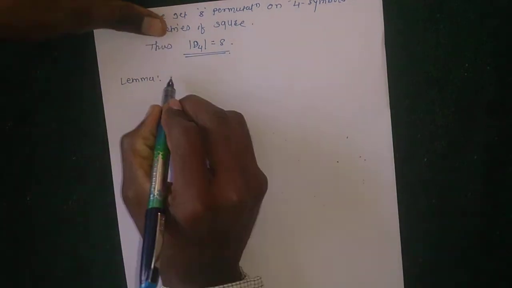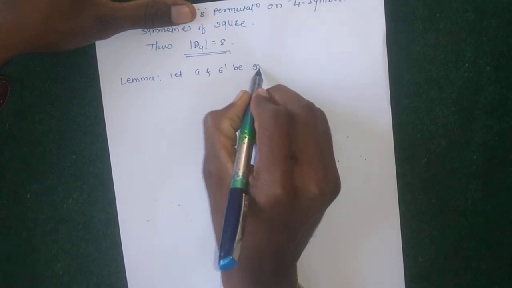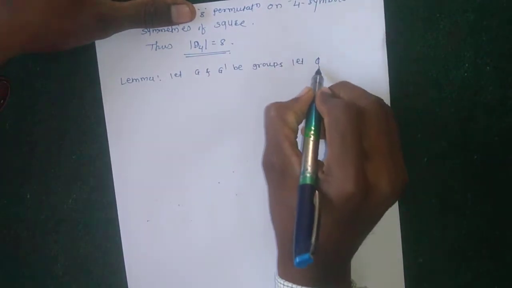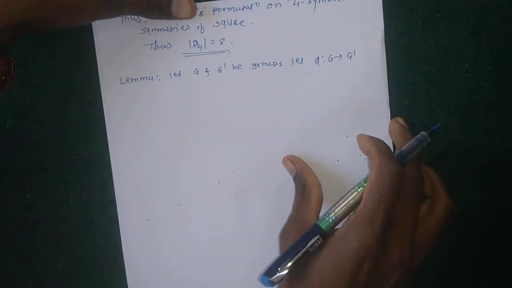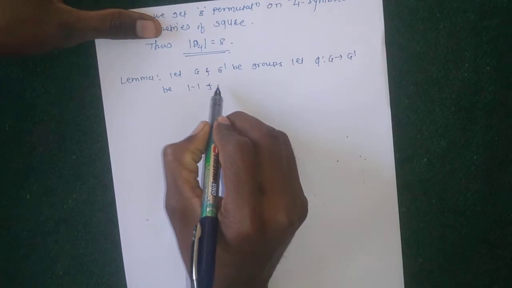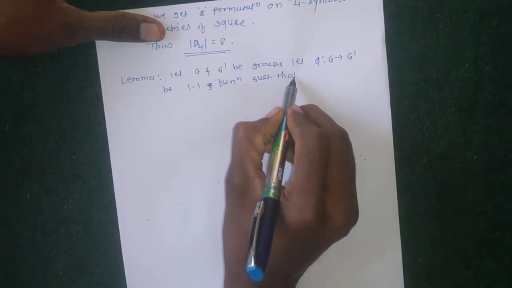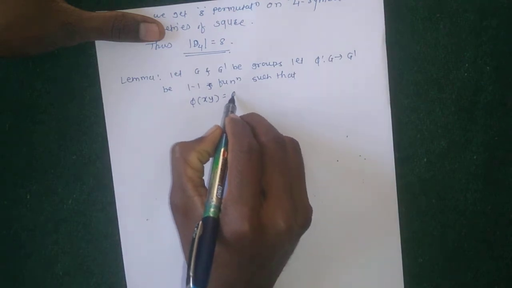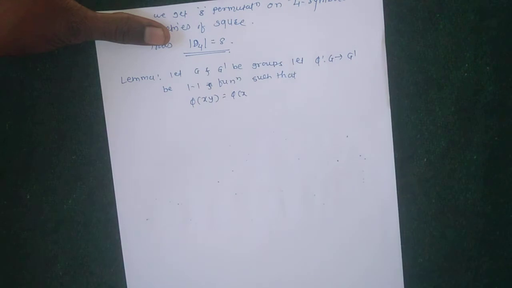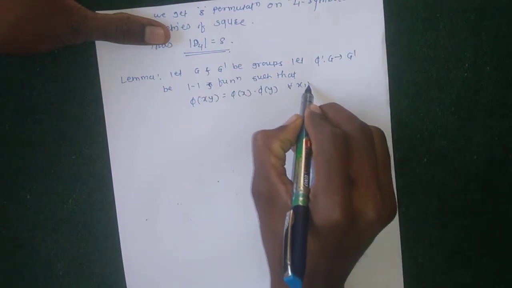Lemma: let G and G' be groups. Let phi from G to G' be a one-one function such that phi of x into y equals phi of x into phi of y for all x, y belonging to G.